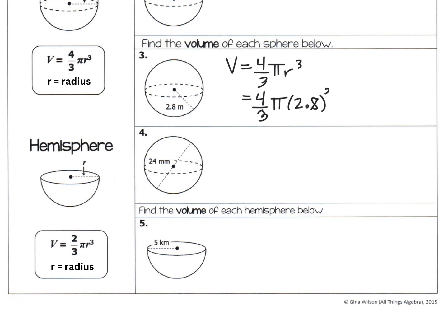cubed. You can certainly put this all in your calculator at once, or you can do it piece by piece. 2.8 cubed times 4 divided by 3 times pi. You can multiply by 4/3 all at once. It's up to you and how you'd like to use your calculator. Just be careful if you're typing in a fraction. Some calculators make you do it in parentheses.